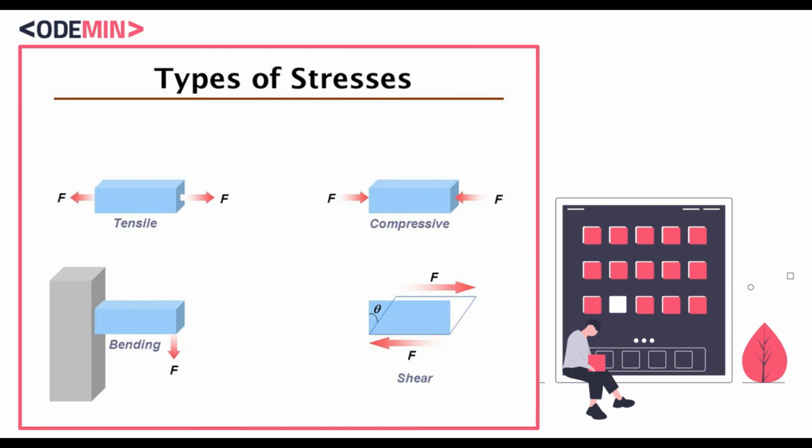So these are the types of stresses you can see. First one is the tensile, the force acting in both directions of the body along the axis. So this is called the pull of the body. Here the body is pulling in this direction and the body is pulling in this direction. This is the compressive force, where the forces are acting internally along the body. This is the bending and this is the shear.